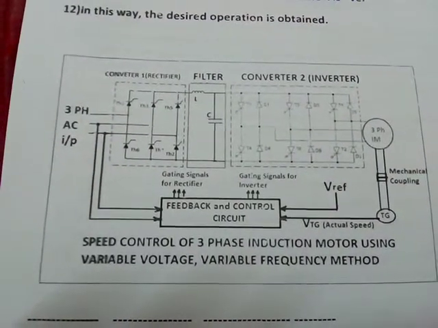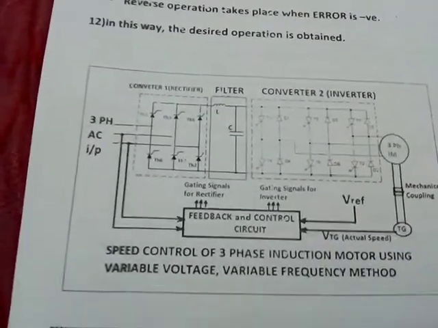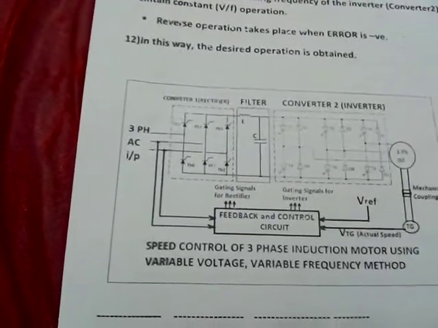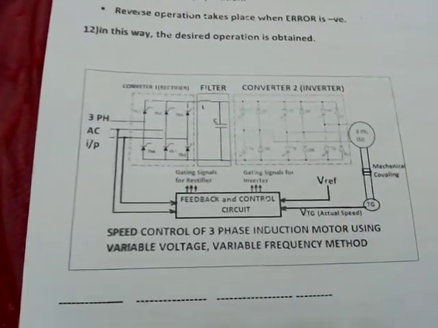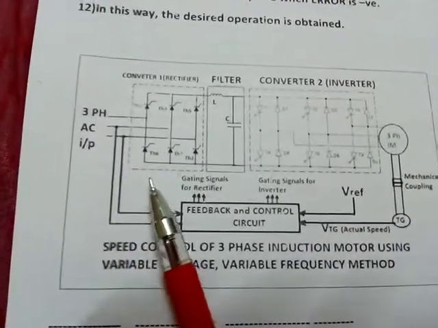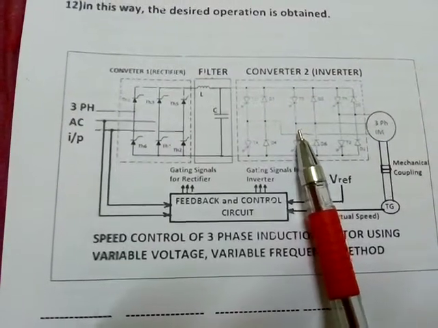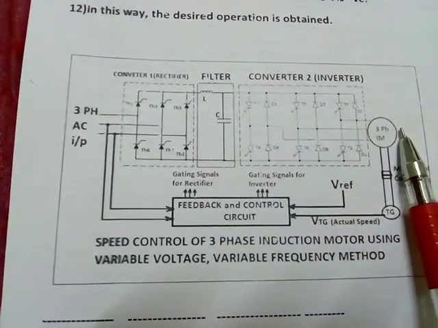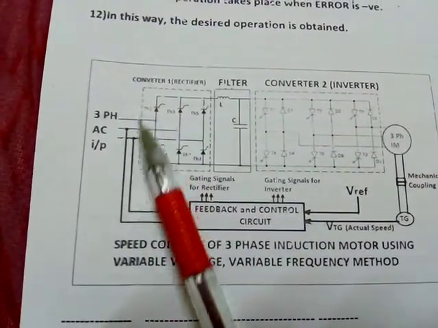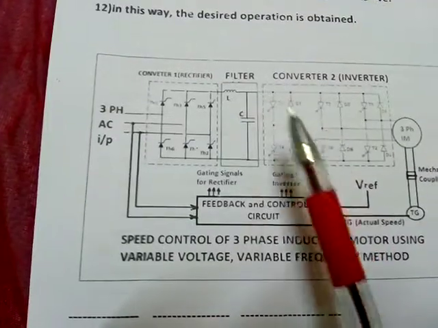Class 100: Speed control of induction motor using variable frequency and variable voltage. So the AC is converted into DC, again converted into AC and given to the induction motor. The first converter is a rectifier, then inverter.